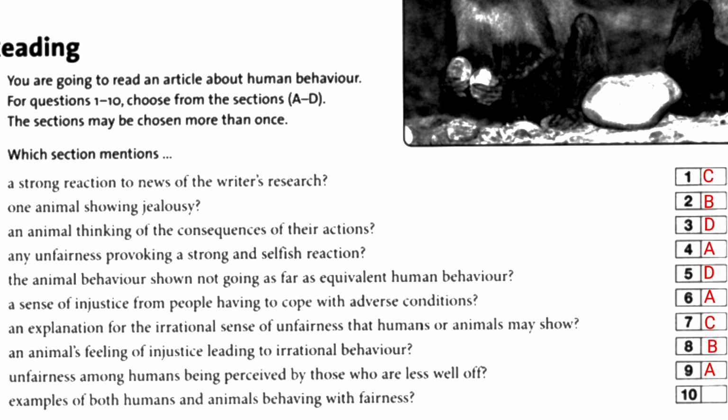Okay, and the final question then, which section mentions examples of both humans and animals behaving with fairness? And I think it gives the example of apes and humans in hunter-gatherer societies. I think it's the final section. I think it's section D, but let's check.